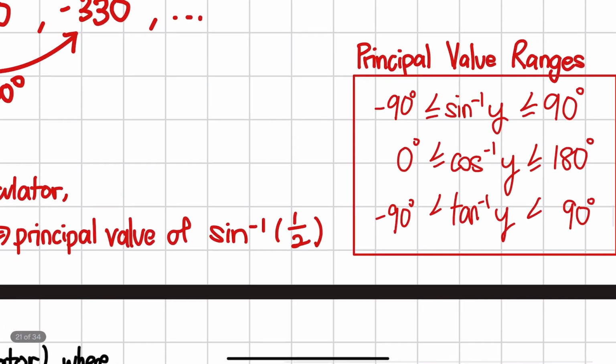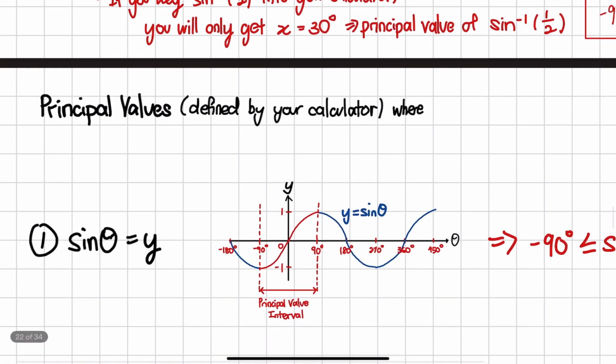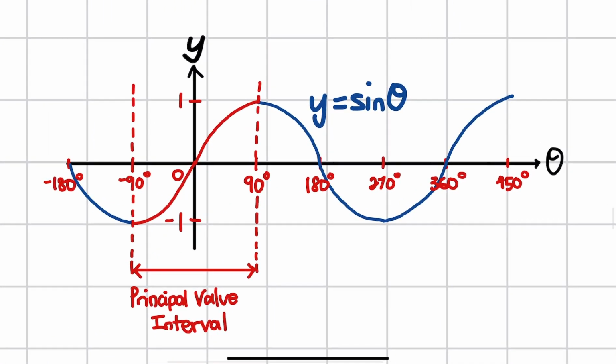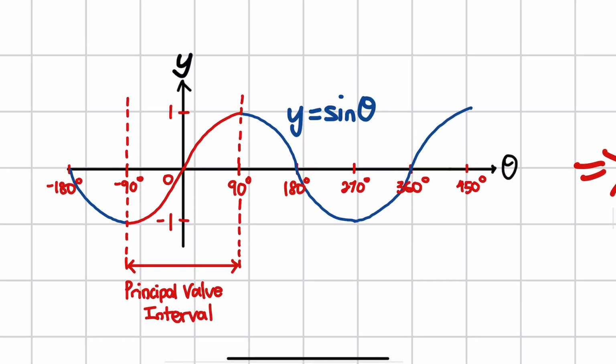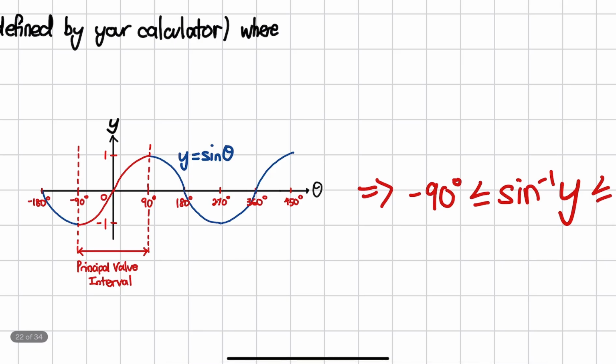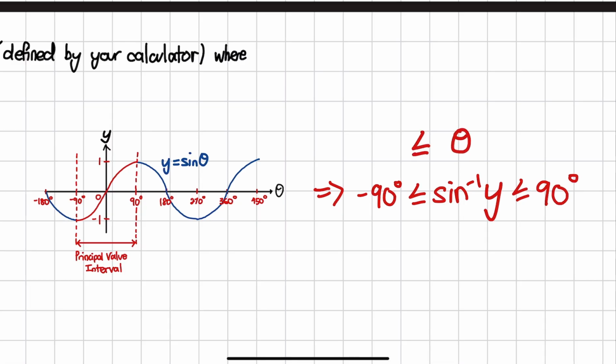Okay, so let's go a bit further into why it is like that. If you look at the graph of the different trigo functions, let's first look at the graph of y equals sine theta. As you know, your sine theta graph looks something like this. The principal value interval is the range of angles for your calculator to give you a solution: for sine inverse y, your angle theta must be between negative 90 and 90 degrees.